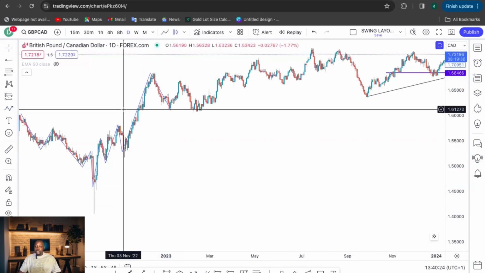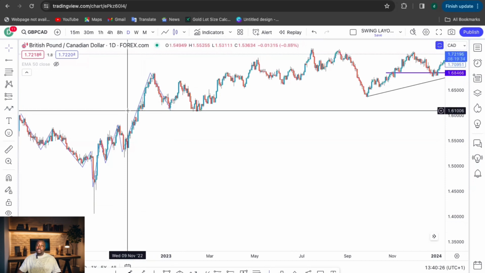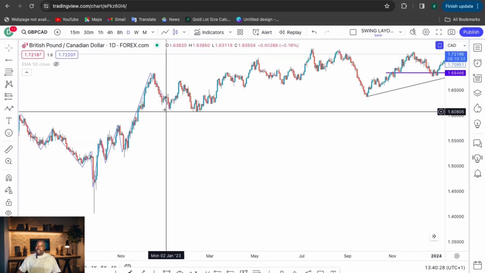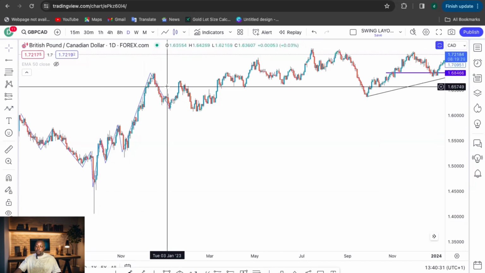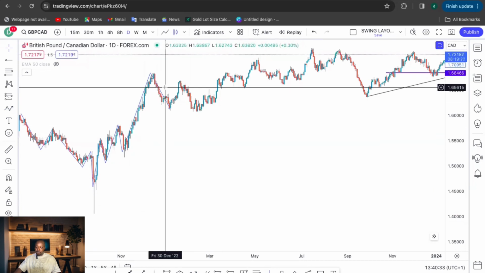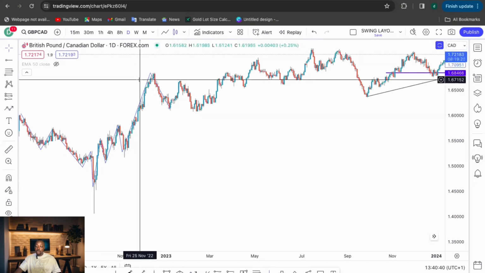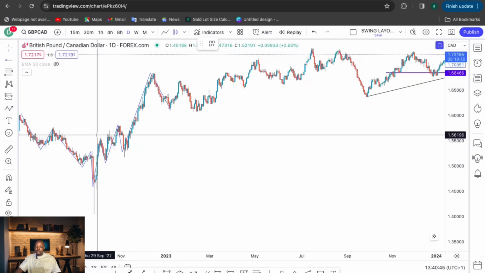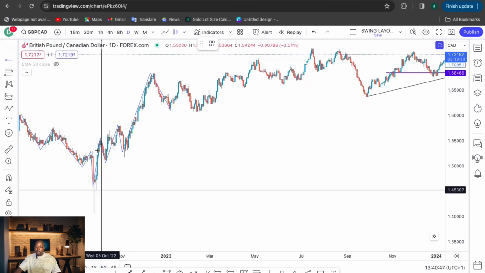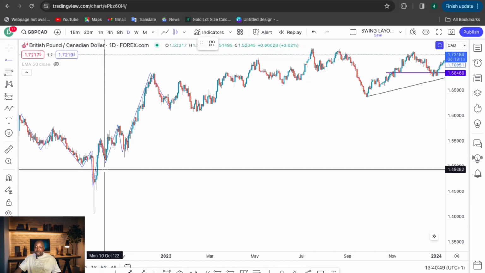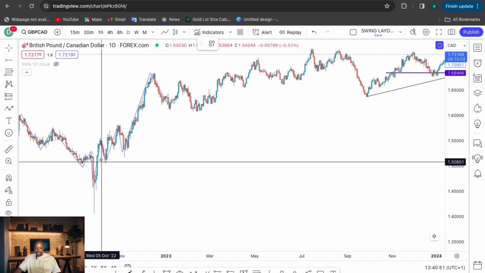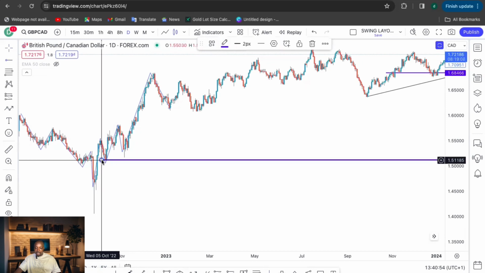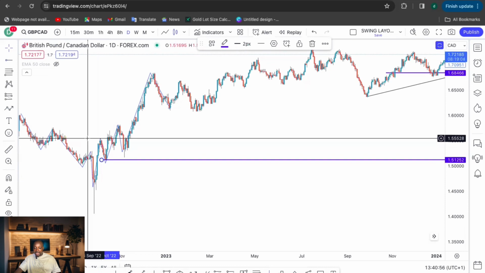Why do I call this a potential higher low? A higher low is only confirmed if the market pushes up and breaks the high. This is a low, a higher high, a low, a high, a higher low. Why can I confirm this as a higher low? I can't confirm it until this market pushes up and closes above this high that it created here. So it pushes up and closes here, higher high, higher low.